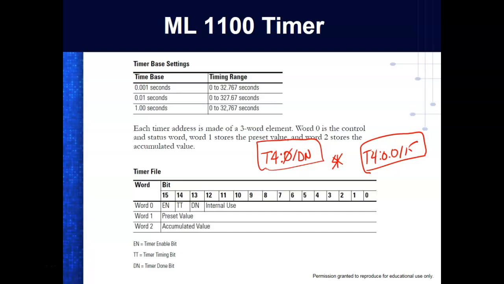So this is the accuracy on the time base for the MicroLogix 1000. So it actually gives you the timing range. So the MicroLogix 1100 has three multipliers. It has 0.001, it has 0.01, and 1.00. And this shows you the maximum that you could actually go. So if I used a 0.001, then the maximum I could have would be 32.767 seconds, right? You understand that?